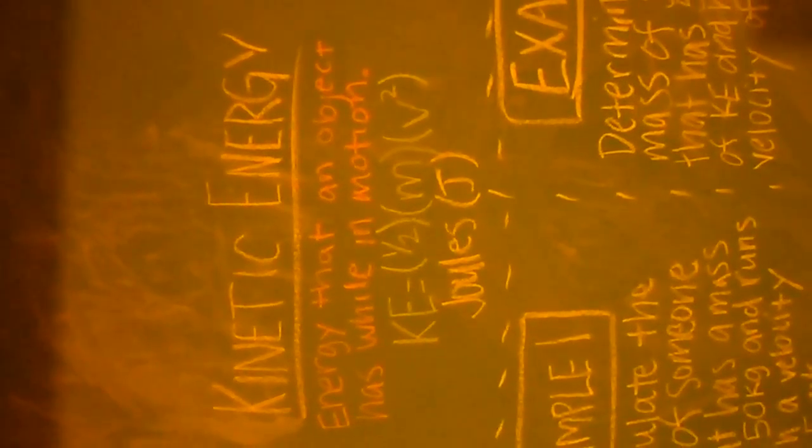Kinetic energy is energy that an object has while in motion. The equation for kinetic energy is 1/2 times mass times velocity squared, and it's measured in joules.